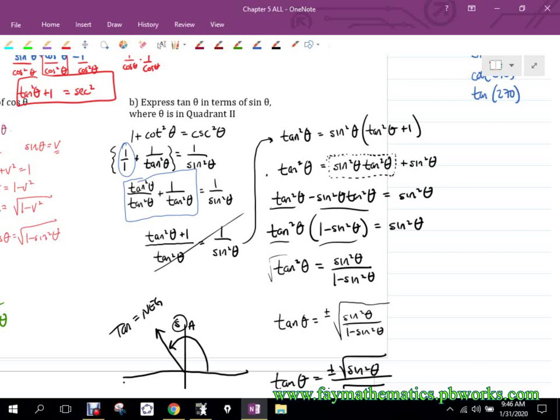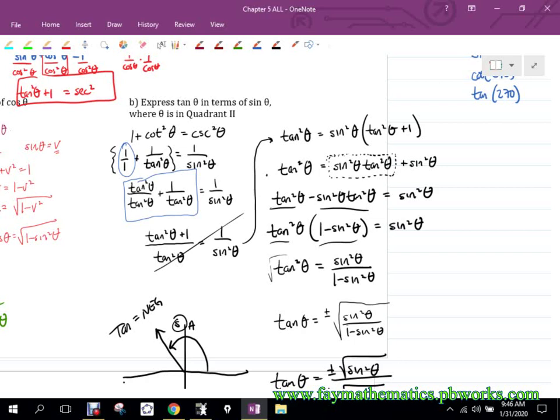But the one we did had tangent out front, I believe, right? And we were able to isolate that pretty quickly. Here, the sine squared is out front. So now at this stage, I cannot isolate the sine the way it is. So what I have to do is distribute. I get sine squared, tangent squared, plus sine squared.